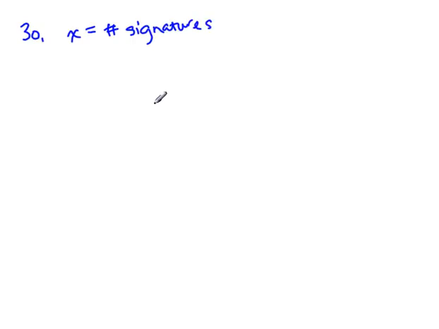Okay, now let's read the problem again. A professional signature collector is paid $50 a day, so that's just a flat sum of 50, plus $2.25 for each signature, so that would be $2.25 times the number of signatures, which we don't know, x, and he wants to earn $500 a day, so that means we need to set that equal to $500. This is the equation to solve. So how many signatures does he need for this to work?